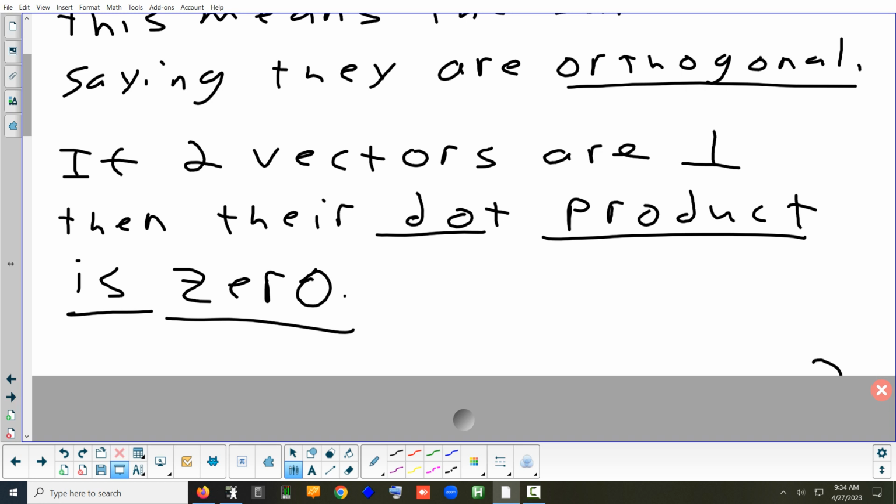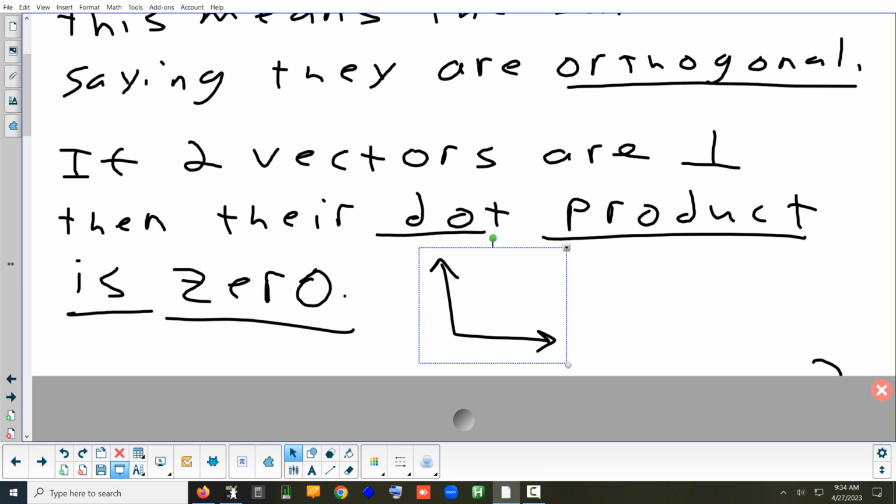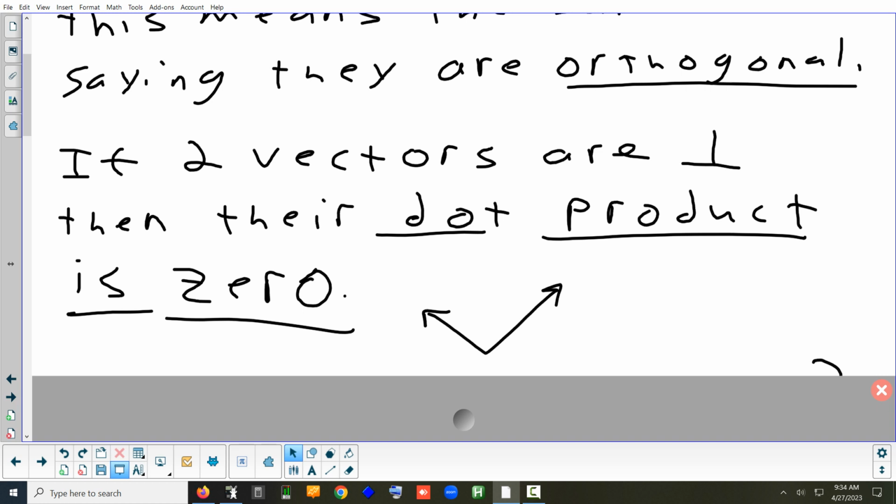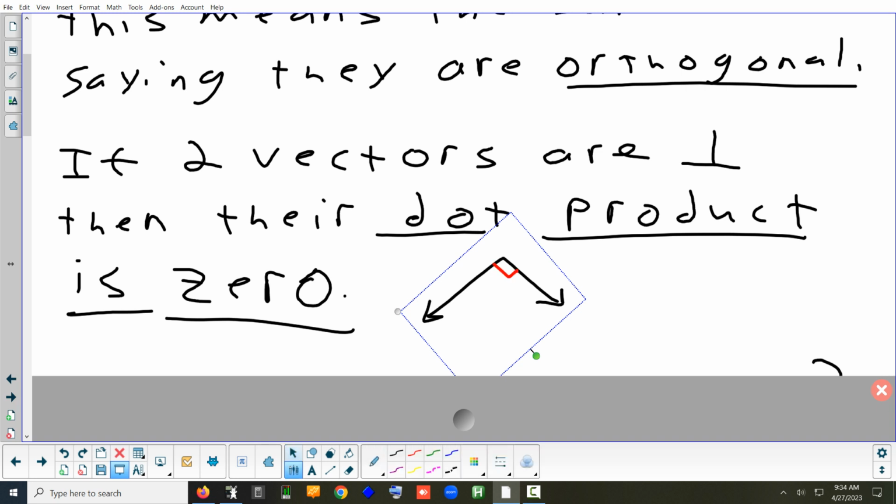It has to be like this. The vectors can be rotated different ways. You know, they could look like that. That's still 90. It just turned. So these can face any way you want, as long as that stays 90.